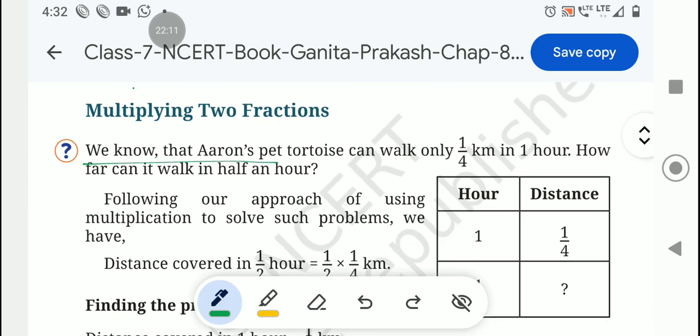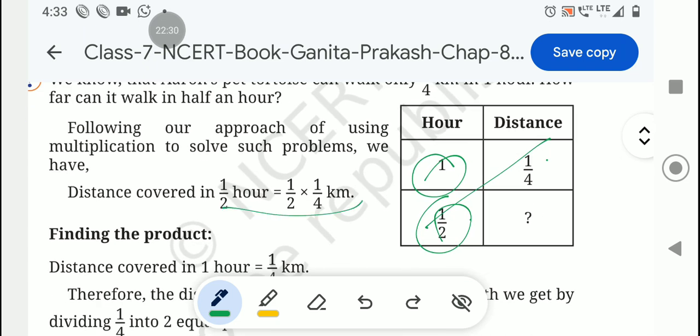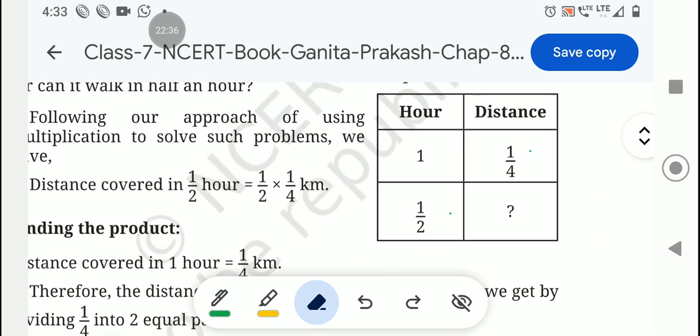We know that Aaron's pet tortoise can walk only 1 by 4 kilometer in 1 hour. How far can it walk in a half hour? So this is 1 hour and this is half hour. So you should multiply 1 by 4 into 1 by 2. The answer you will get is 1 by 4 into 2.